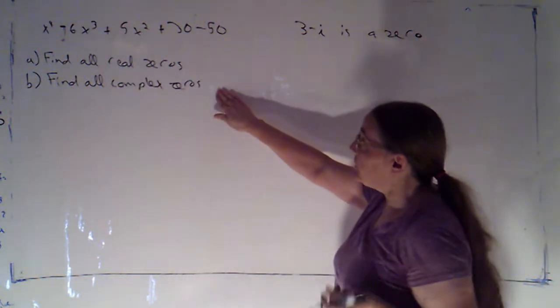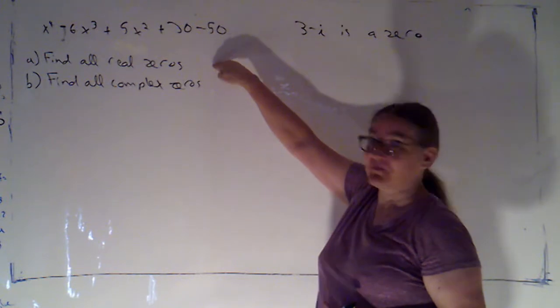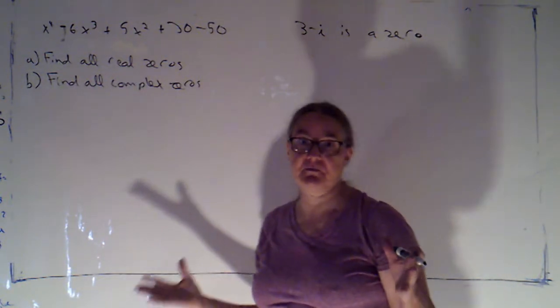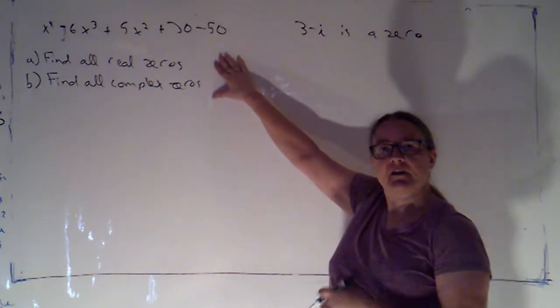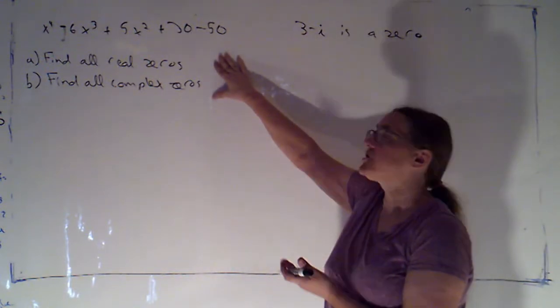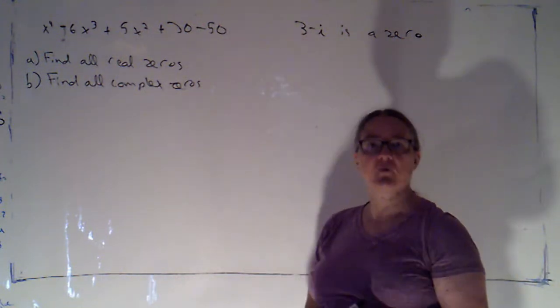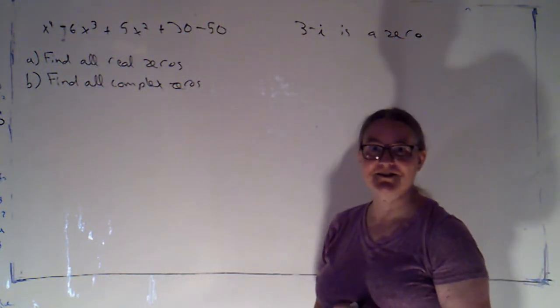Now, that will include all of the real ones. Okay. So here I could just as easily have just said find all the zeros. Your textbook isn't generally going to ask you to distinguish, and in this section most of the directions are just going to say find all the zeros. Unless otherwise specified, that's all complex zeros.